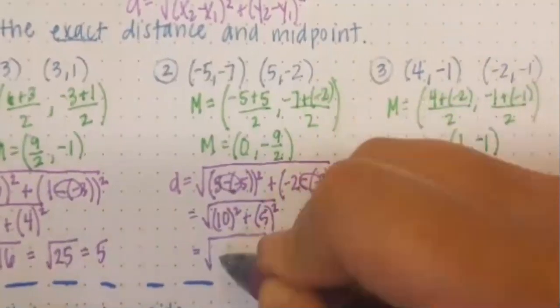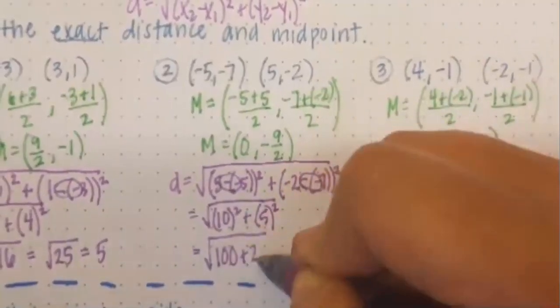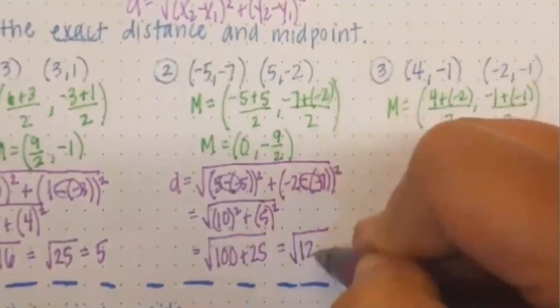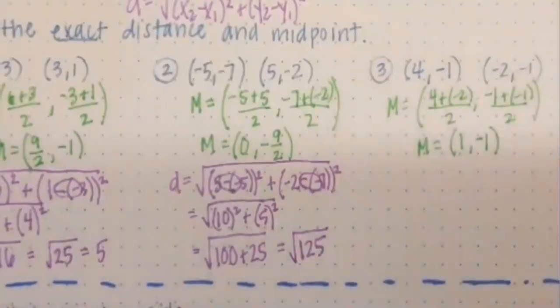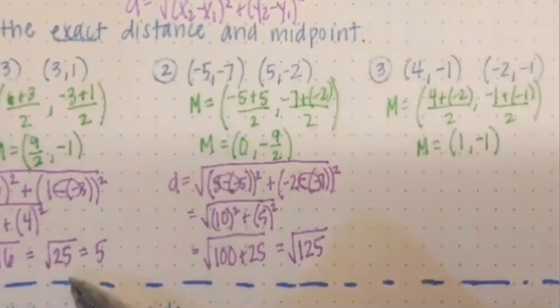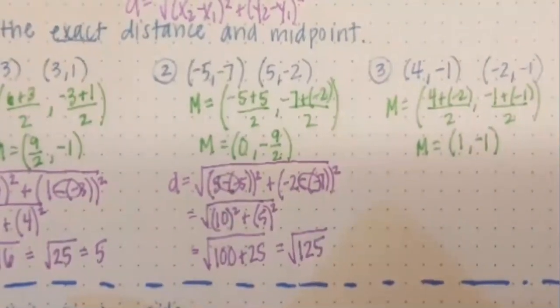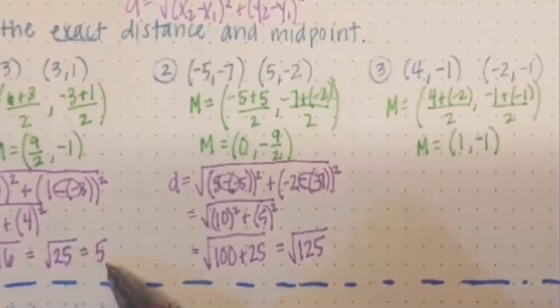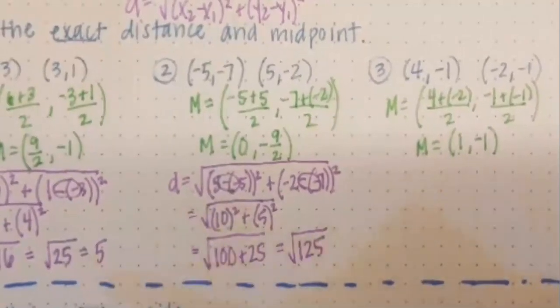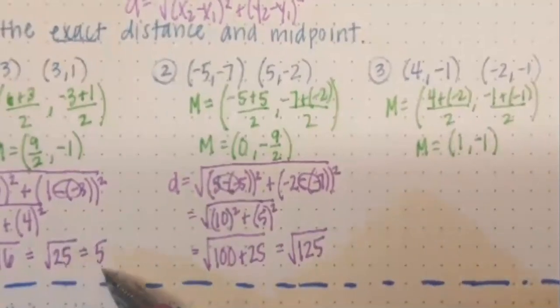10 squared is 100, and 5 squared is 25, so that leaves us with the square root of 125. Now, here's where that exact distance comes in. Exact means I'm not rounding at all. So when I plugged in over here, I got the square root of 25 was 5. I know we talked about when we take the square root of a number, we consider the positive and the negative number, but in terms of distance and length, we don't have a negative distance or a negative length, so we only worry about the positives here. But 25 was a perfect square, so the square root of 25 is 5, and that's my answer. I'm not rounding, that's exact.